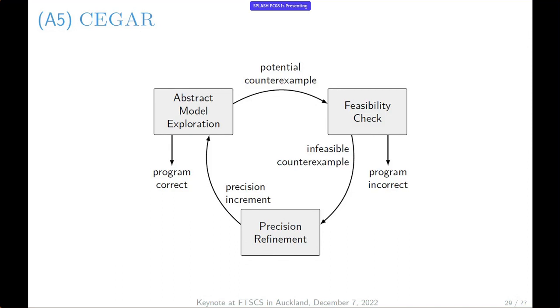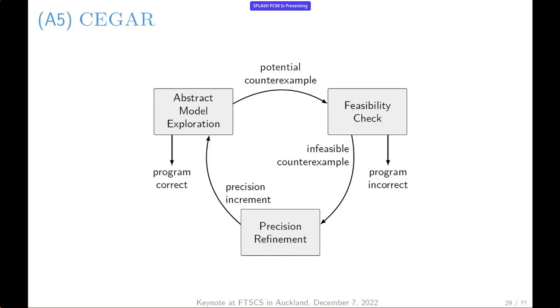But if it has found a path in the program on which the specification is violated, then this violation might be due to the over-approximation, right? Because it's an abstract model exploration. So we have to give this potential counterexample to what we call a feasibility check. And the feasibility check takes the counterexample and verifies whether this is, according to the C semantics, really executable. And if it is executable, then this means this is really a bug, and we can report that the program is incorrect.